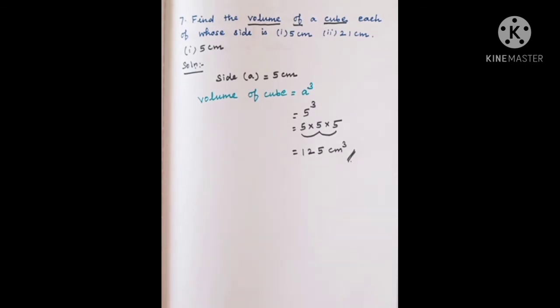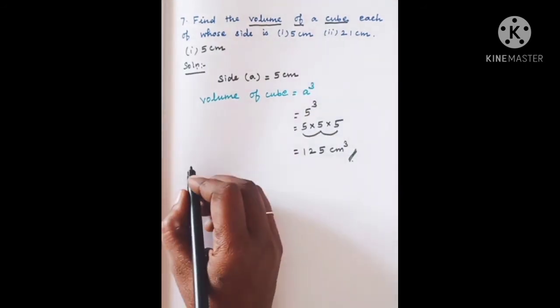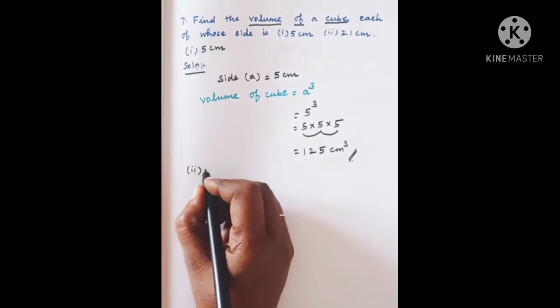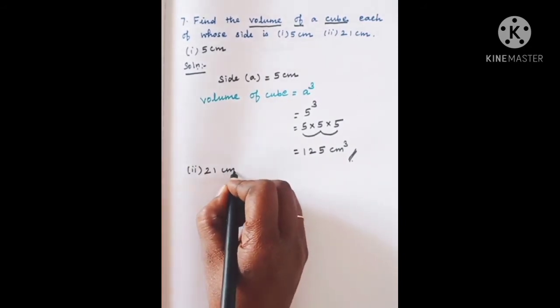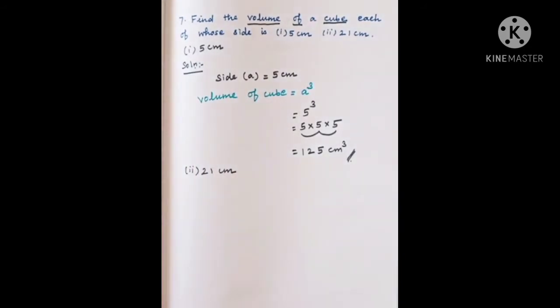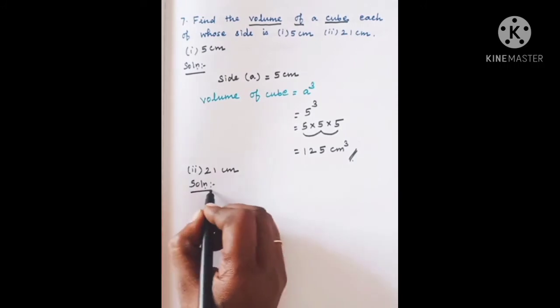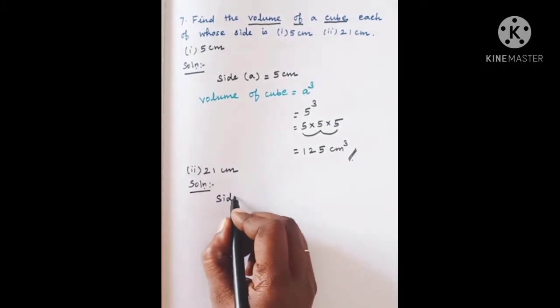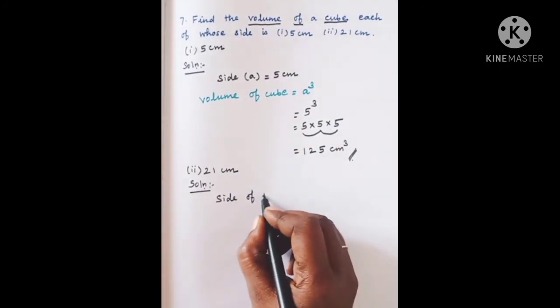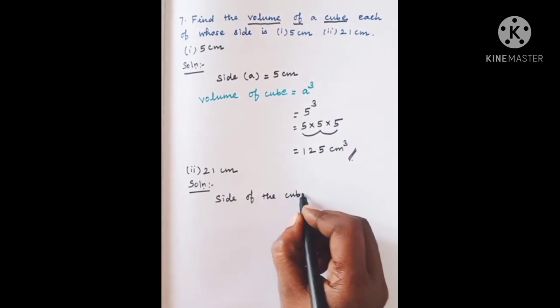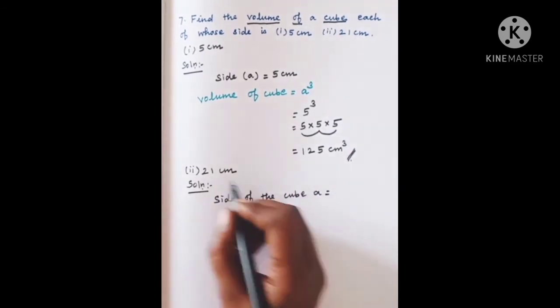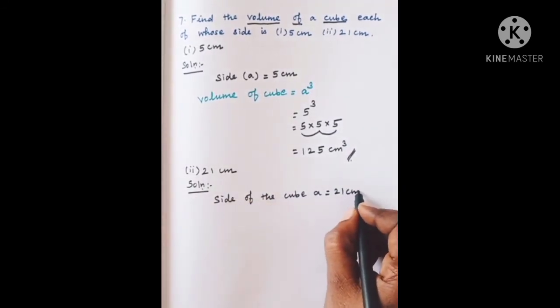And the second subdivision is, here the second subdivision is given as 21 centimeter. The side of the cube is nothing but 21 centimeter. We have to find the volume of cube. Solution. Here the side of the cube is taken as A, which is equal to 21 centimeter.